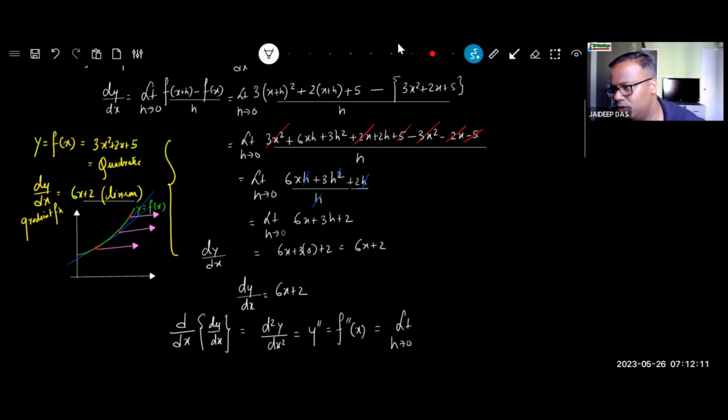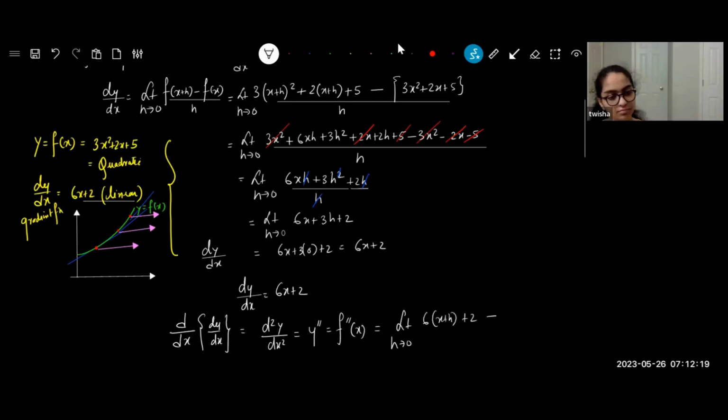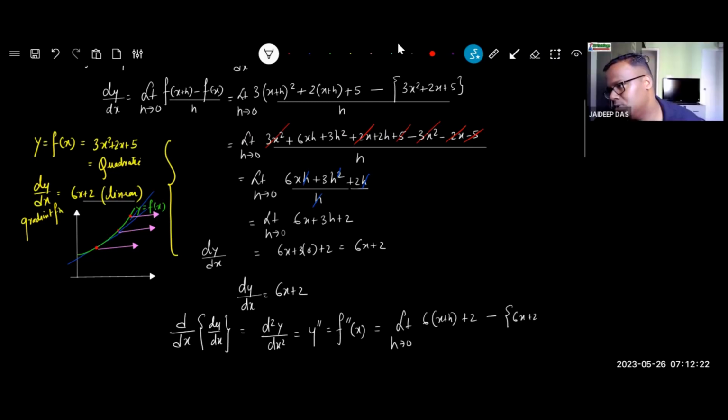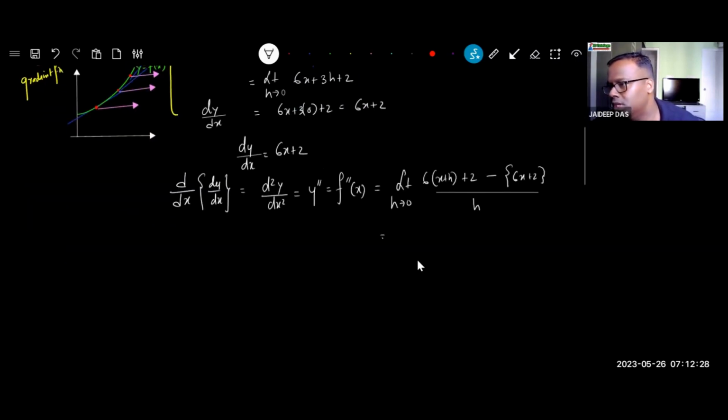Limit of h tends to 0. Let us now take f of x plus h. So it becomes 6 of (x plus h) plus 2 minus (6x plus 2), divided by h. Let's take it one step further. This becomes limit of h tends to 0, (6x plus 6h plus 2 minus 6x minus 2) divided by h. Now, if I start canceling them, the 6x knocks off the 6x, the 2 knocks off the 2, and this h knocks off this h, which gives me only 6, which is a constant.